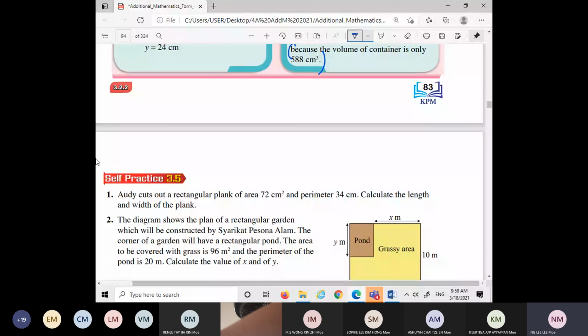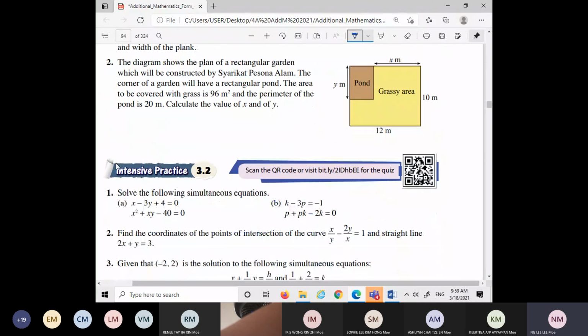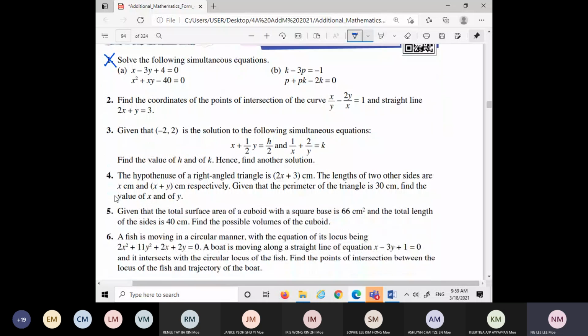So this is another homework for you. I think you can do this one as well. Do this one as well. But I think this one, don't do. This one don't do. This is quite similar already. The rest you can do. Only the first question, don't do. The rest you can do.